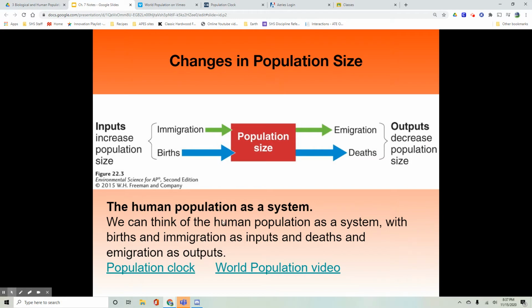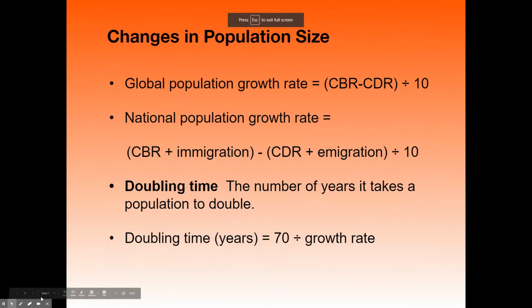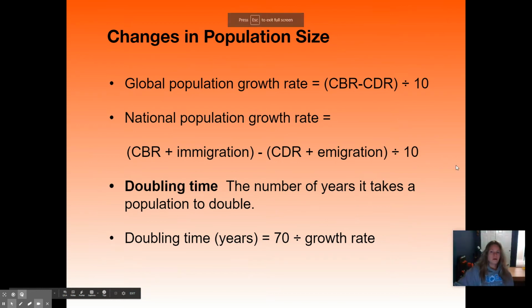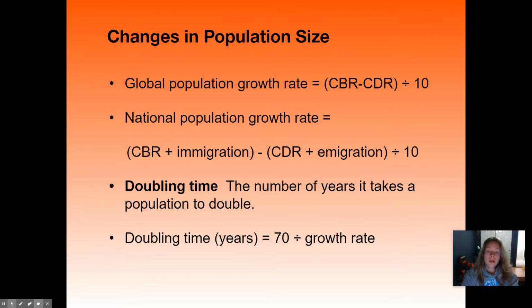All right, so kind of interesting there. All right, so if we look at population, there's a lot of math for this one. But we're calculating the population growth, exponential growth, doubling time, which is all very important in understanding our capacity and our growth and population on the Earth. So a couple different equations here. Global population growth rate. So this is birth rate minus death rate. So this would be divided by 10 in order to get your population growth rate for the globe.